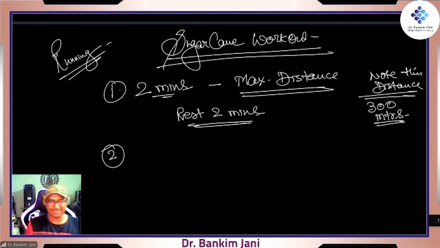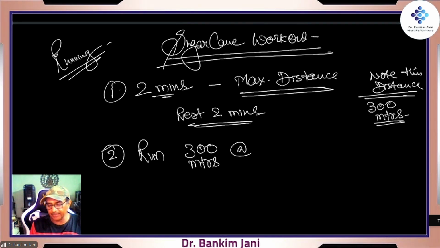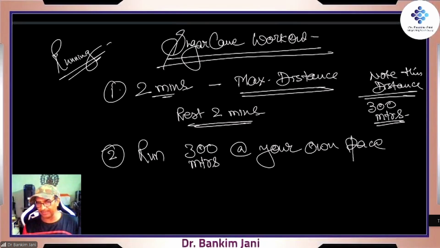2 minute rest, and these are strictly 2 minute rests. There comes the second part. Once again, you will run, but this time, run the same distance, this 300 meters, at your own pace. That doesn't mean you start walking. Give your best.